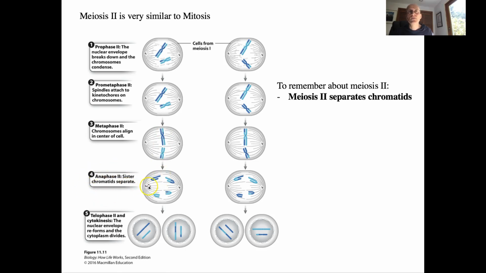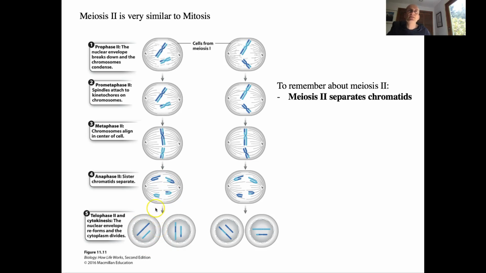And now you have the sister chromatids being separated. So that is what's happening normally in mitosis, right? The separation of the sister chromatids. And you see that happening here. And then at the end, you have the telophase. And there we have a separation of the cell into two daughter cells.